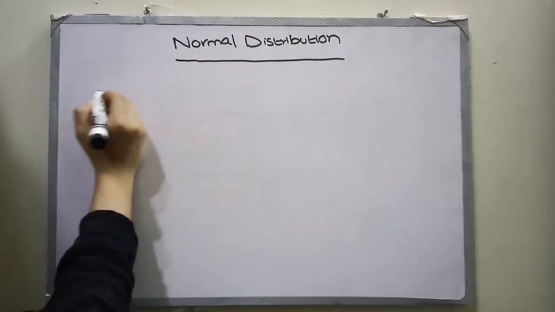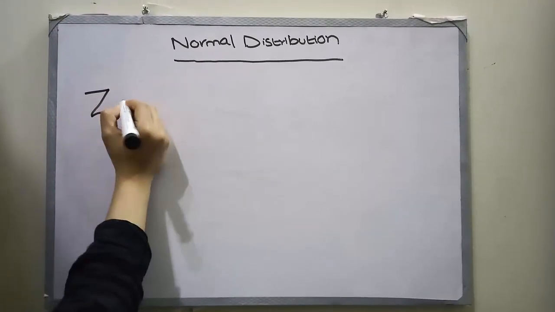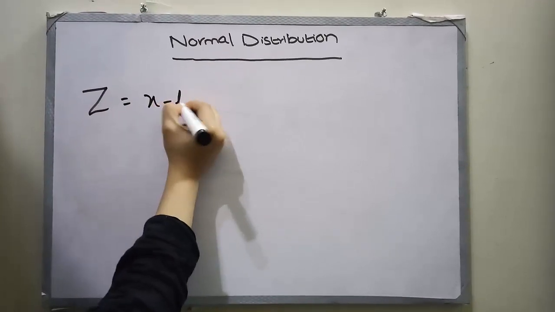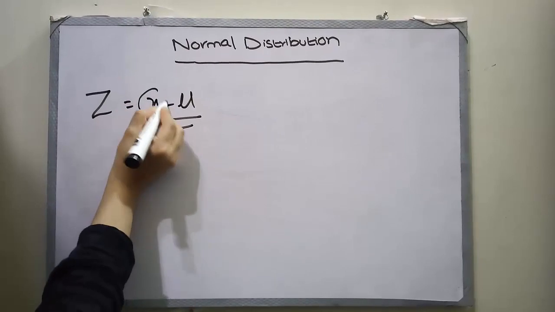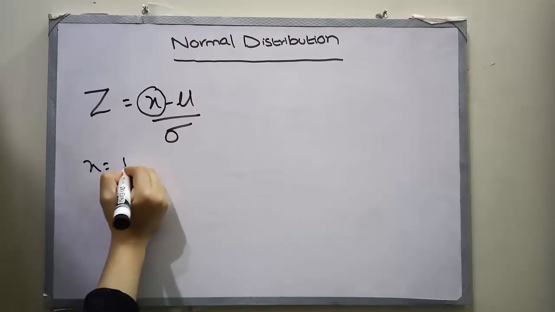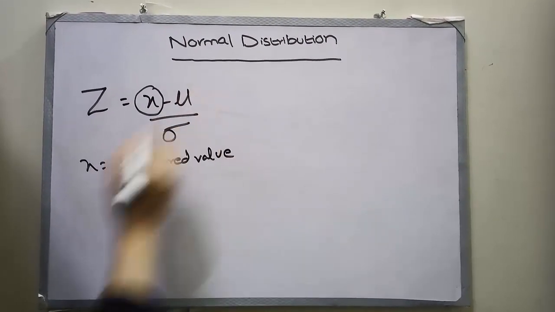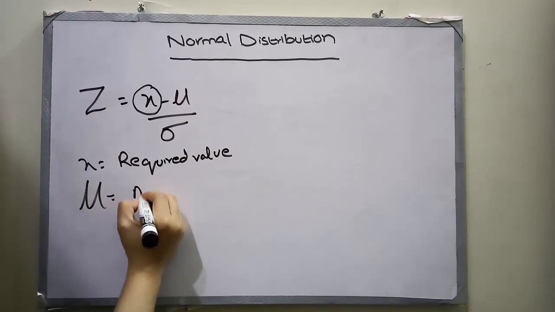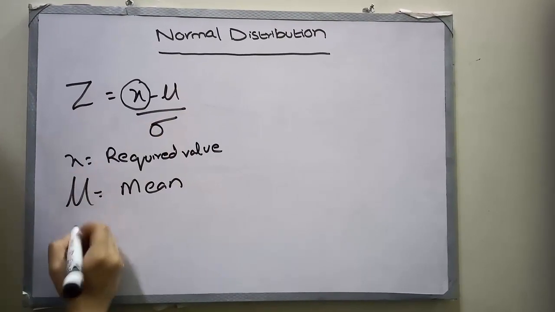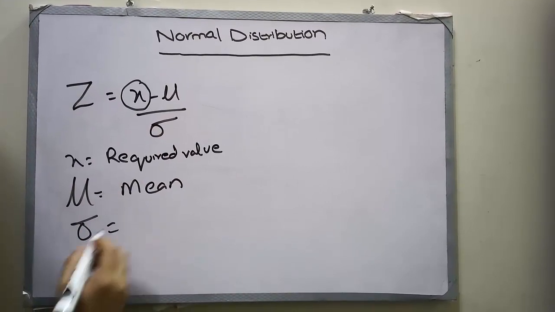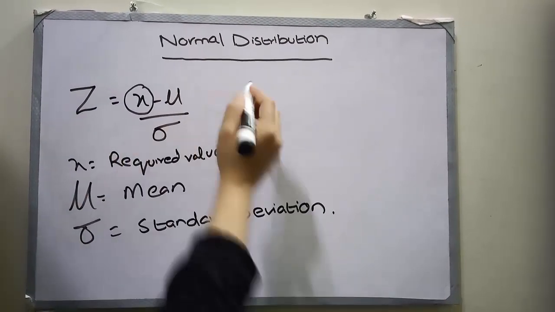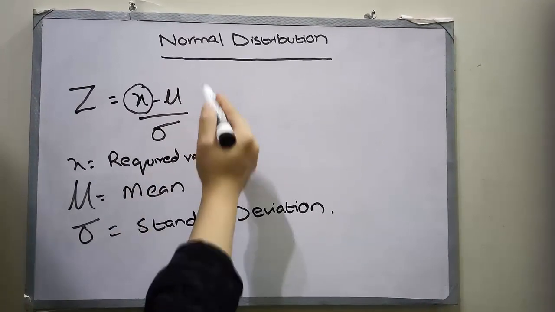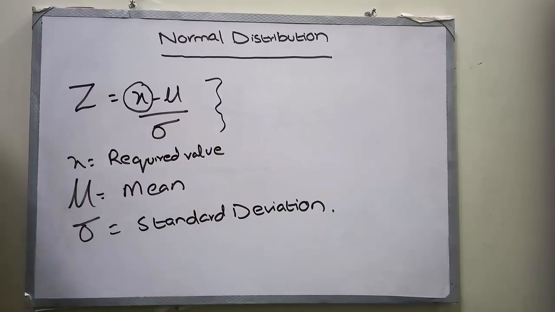The formula which we are going to use in normal distribution is Z equals x minus mu divided by sigma. Here x would be the required value. This symbol mu represents the mean and this sigma over here is the standard deviation. Now we will solve different cases and we will use this formula in our cases.